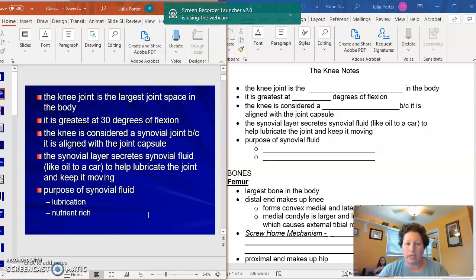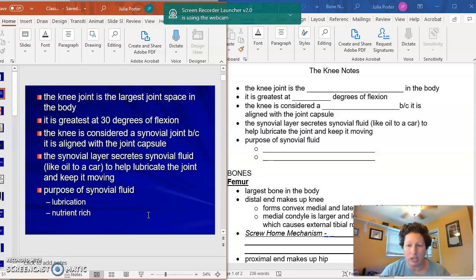All right. The knee is also a synovial joint because it has a joint capsule. And we need to know what the synovial fluid does. Synovial fluid is like oil in a car. Know that when you have a car and you don't have oil in it, it clicks and clacks, and sometimes it breaks down. Same with the body.